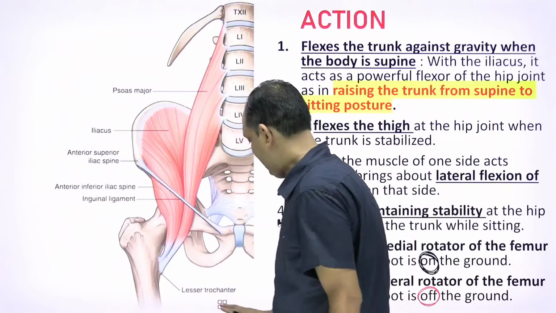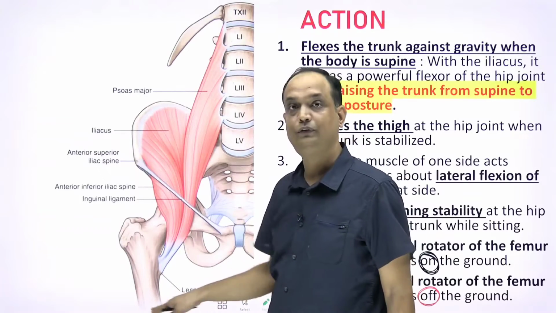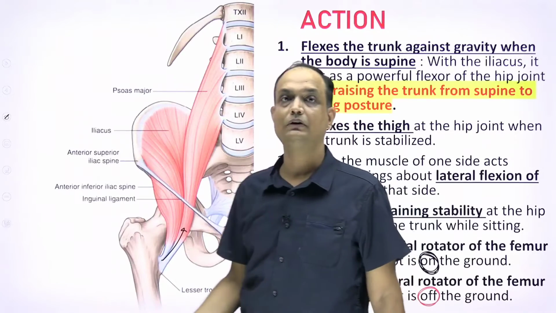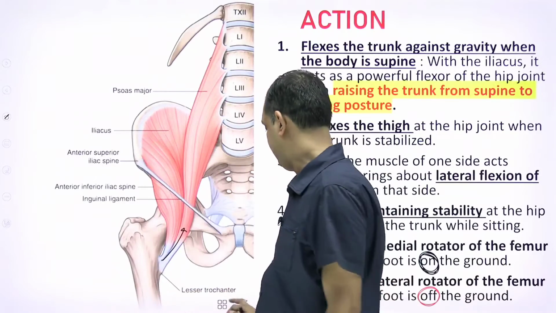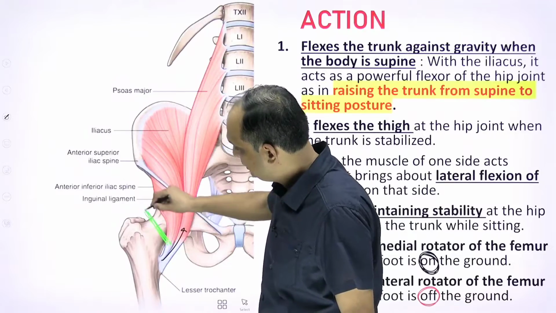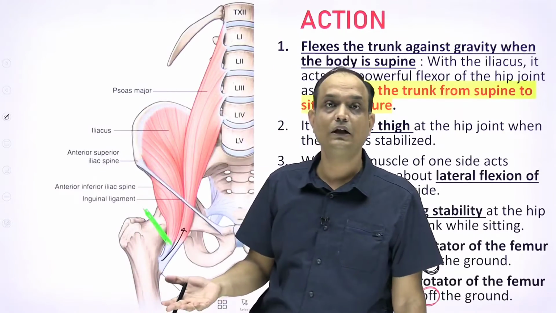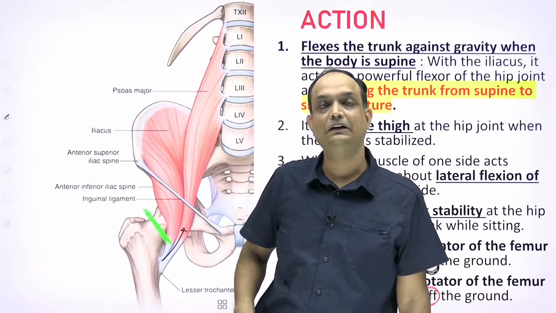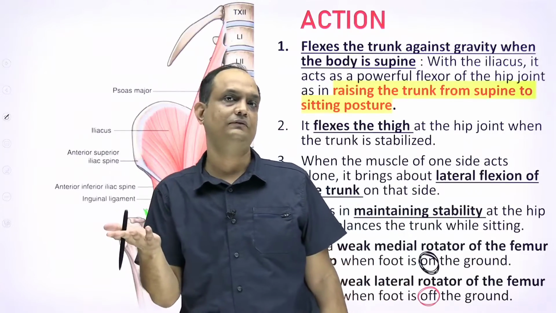So what will happen when the foot is fixed and this muscle is contracting? It is responsible for the inner movement of your thigh. But suppose there is a fracture neck femur, or I should say your limb is off the ground. Now when your limb is off the ground, this muscle is responsible for a small lateral rotation of the foot.